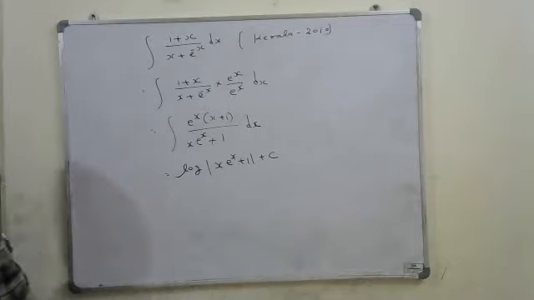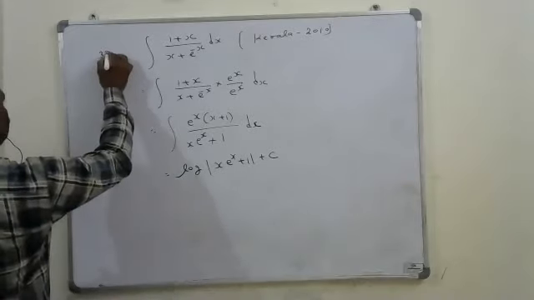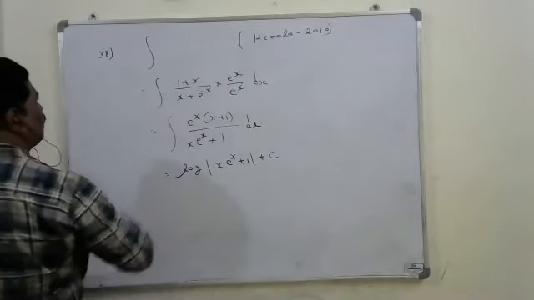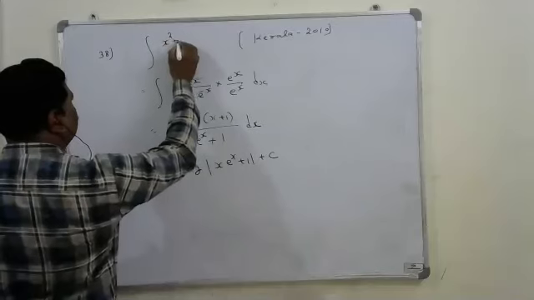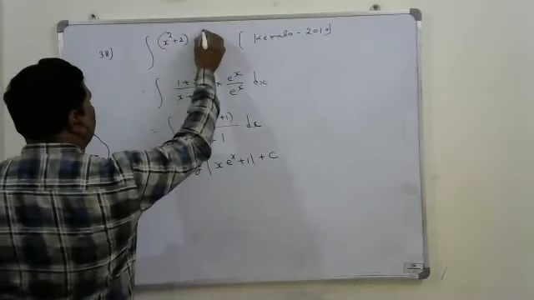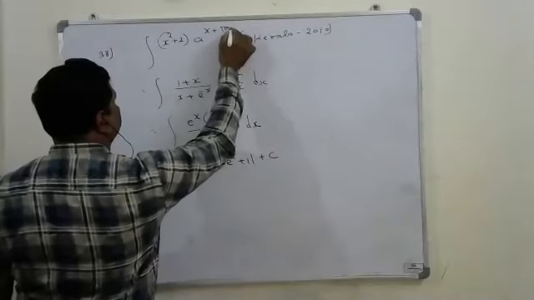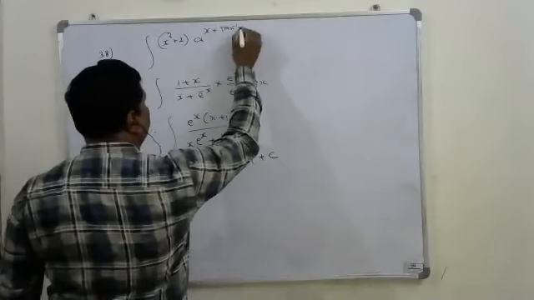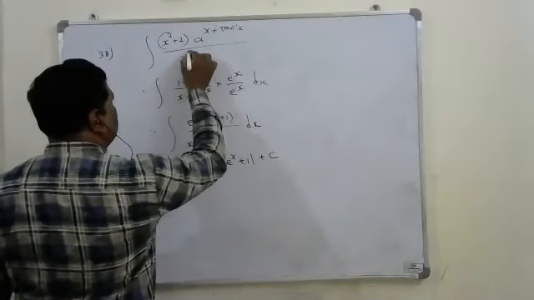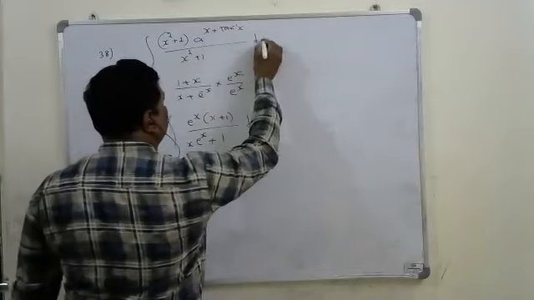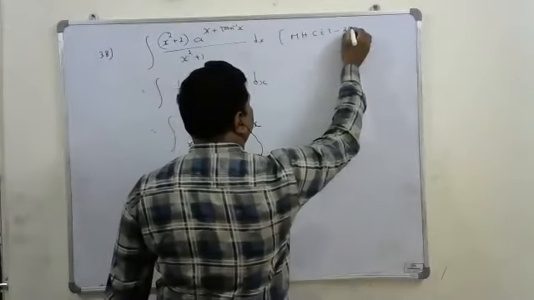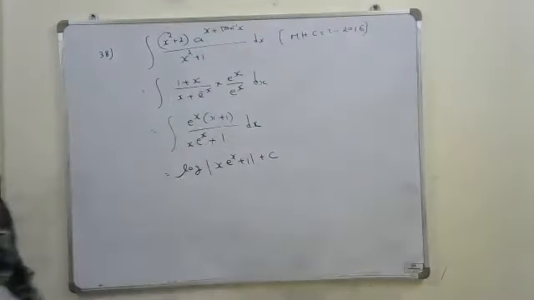Next, look at problem number 38, which is the integral of (x square plus 2) into a power (x plus tan inverse x), upon (x square plus 1) dx. This was given in the Maharashtra CET 2016. Tell me, how do you solve this?